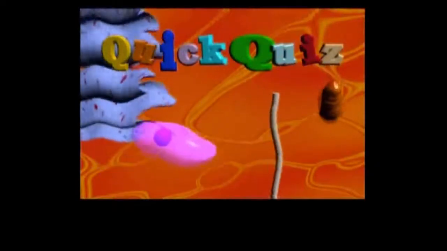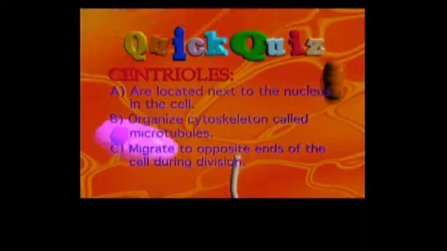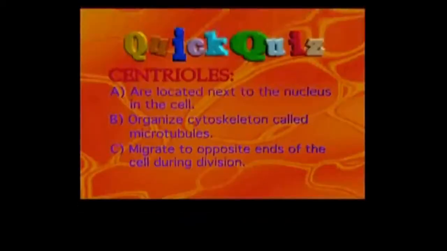Here's a quick quiz. Before we meet the nucleus, let's do one last quick question. Okay, the final question is, centrioles: A, are located next to the nucleus in the cell, B, organize cytoskeleton called microtubules, or C, migrate to opposite ends of the cell during division? Take a second to think about it. You think you got an answer? In this case, all three answers are correct.